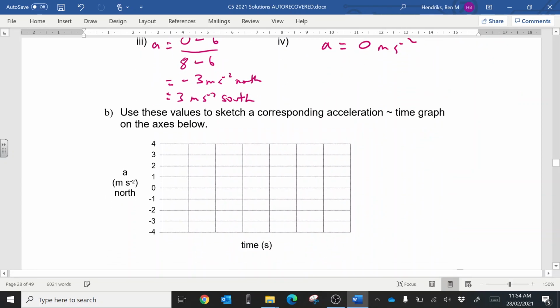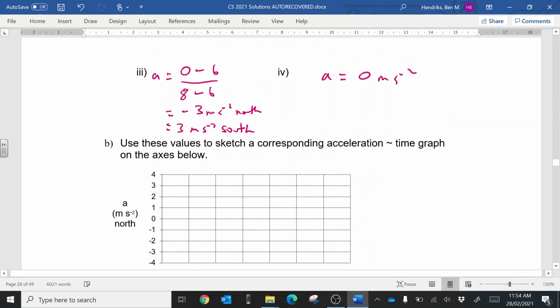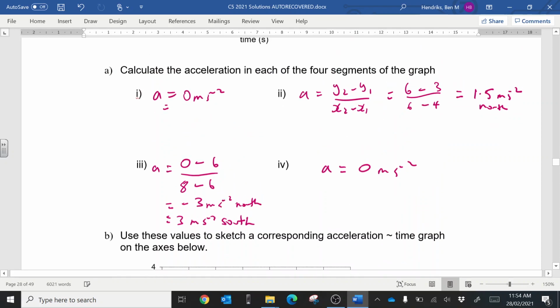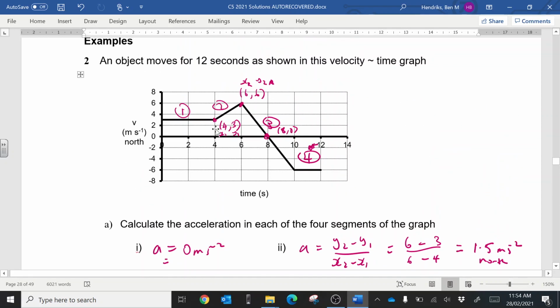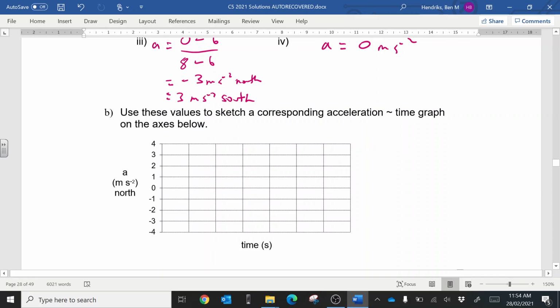Alright, so use these values to sketch the corresponding acceleration versus time graph. I've kindly put in a 0 point for us. Okay, so let's just have a look then. Our first one is 0 meters per second squared. How long does that go for? It goes for 4 seconds. So our first point is 0 and it goes for 4.